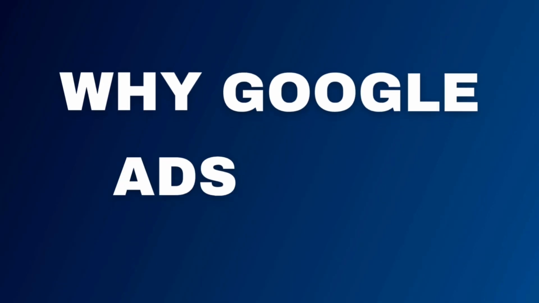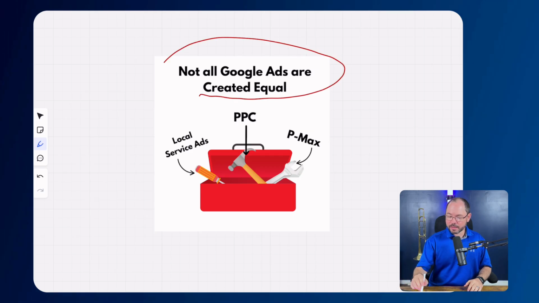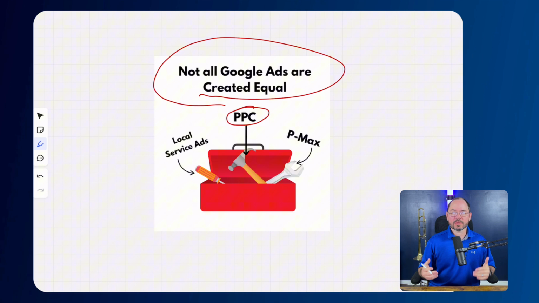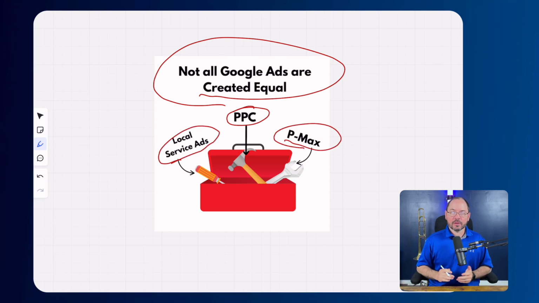So the very first thing about Google ads that you need to learn and understand, and why they fail for most contractors and service businesses, is that they're not all created equal. They all have different types of intent. When we talk about PPC, it has a different intent, and it's usually more expensive, we'll get into that in just a minute, than what your local service ads or your PMAX campaigns do, because they're all going to do different things for your company.